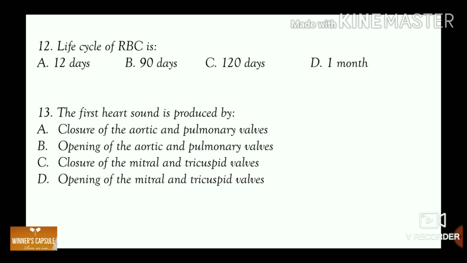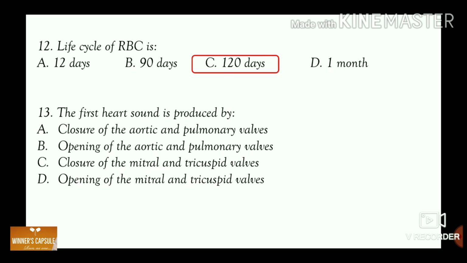12th one, life cycle of RBC is A. 12 days, B. 90 days, C. 120 days, and D. 1 month. Answer is option C. 120 days. The life cycle of RBC is 120 days, whereas the lifespan of platelets is 10 days.